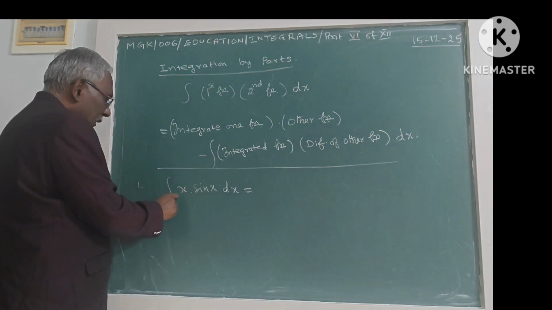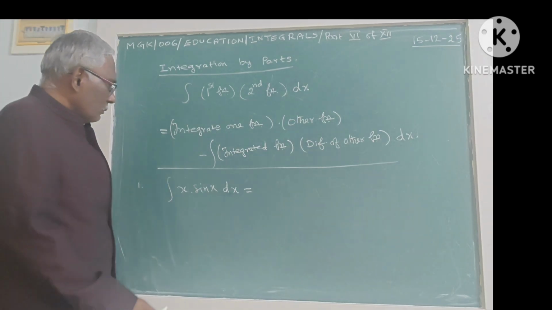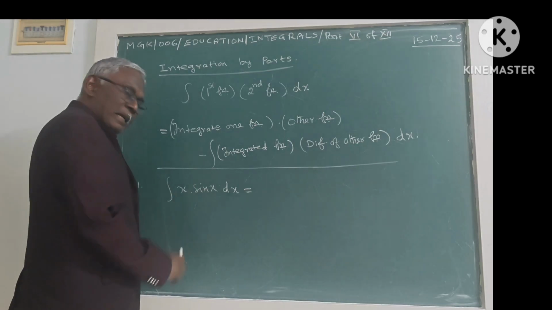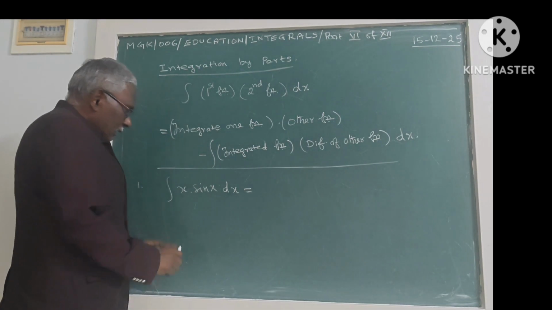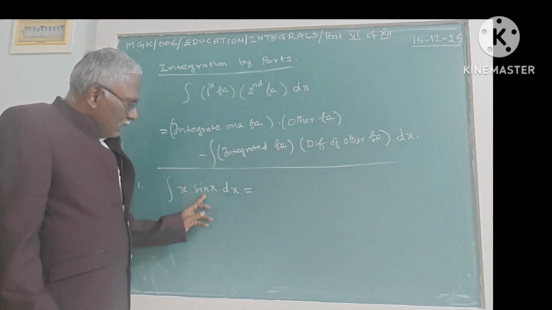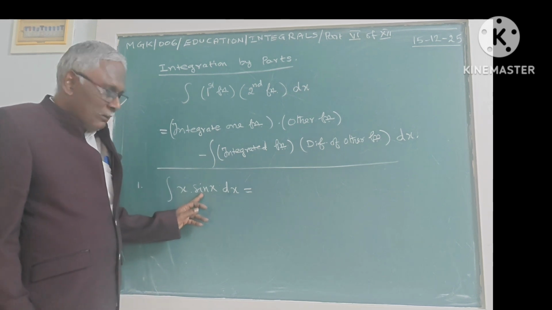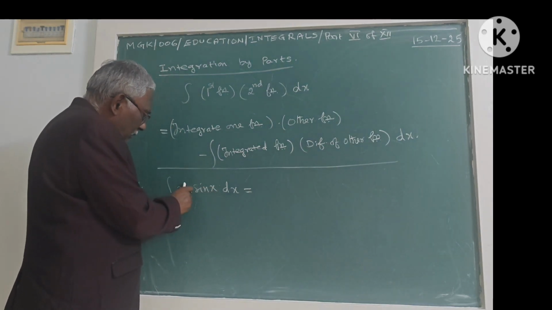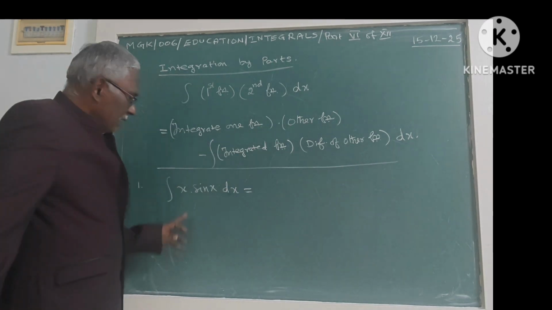Here, integral x sin x dx. We have to integrate this. So this is one function, this is another function. You can say first function, second function, like that. If we differentiate x, that becomes 1, that reduces. But if we differentiate sin x, that will become cos x. Again, if we differentiate cos x, that will become minus sin x. So we should not differentiate sin x here. We have to take x as the other function and we have to differentiate x.